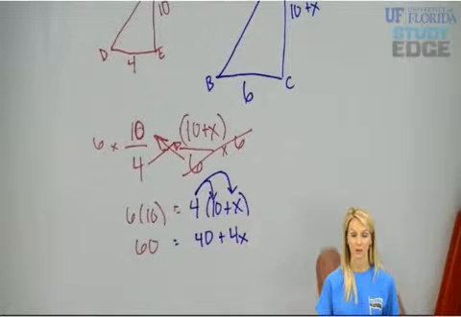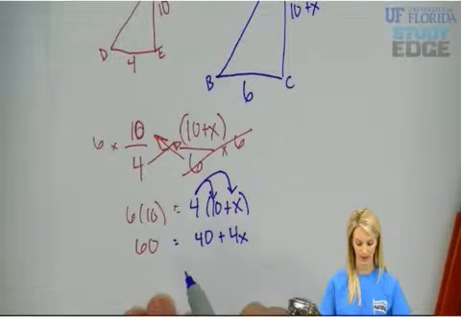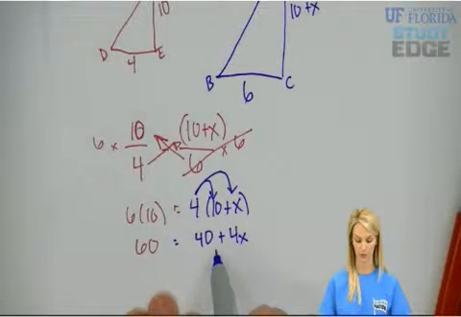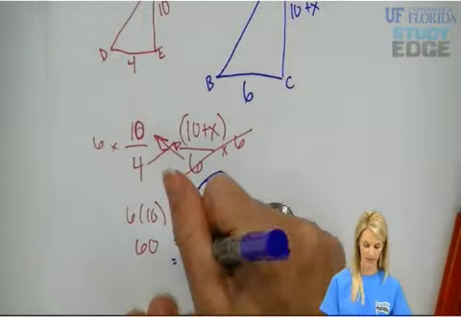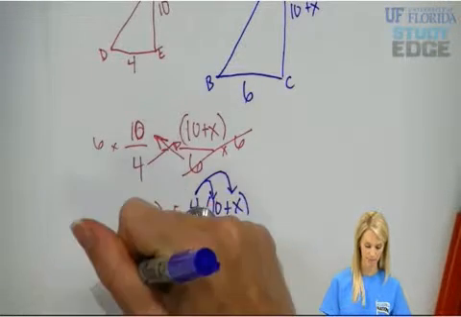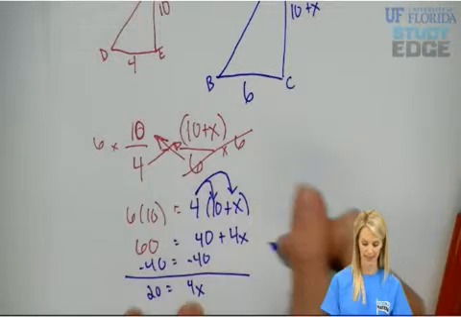Okay, I'm getting closer now. Remember, I'm ultimately trying to figure out what my value of x is. So let's see what we get. 60 is equal to 40 plus 4x. Well, if I'm trying to solve for x, I want to get rid of this 40. So I'm going to subtract 40 from both sides. And that gives me 20 is equal to 4x.